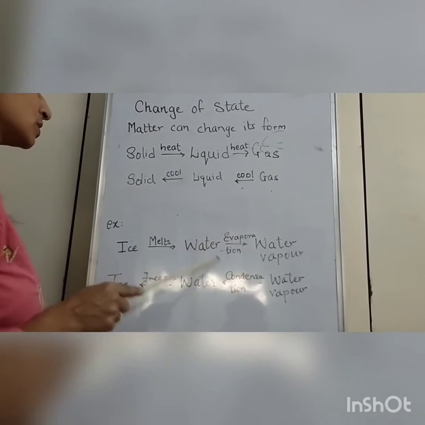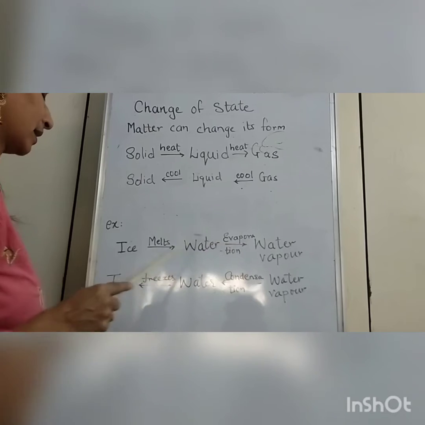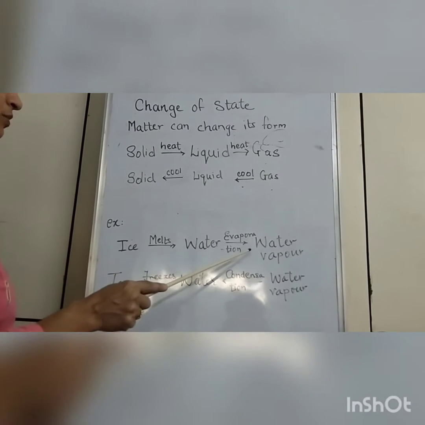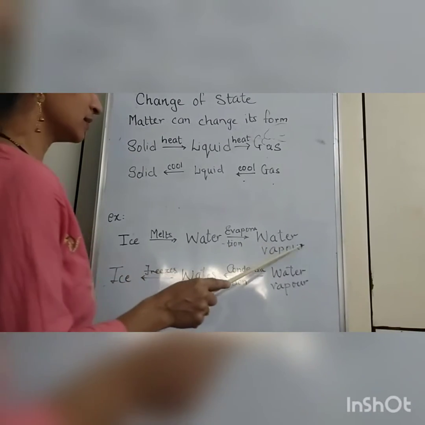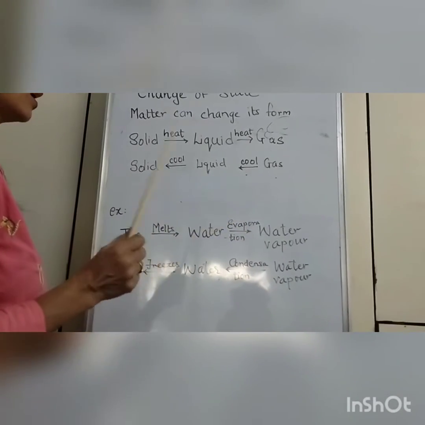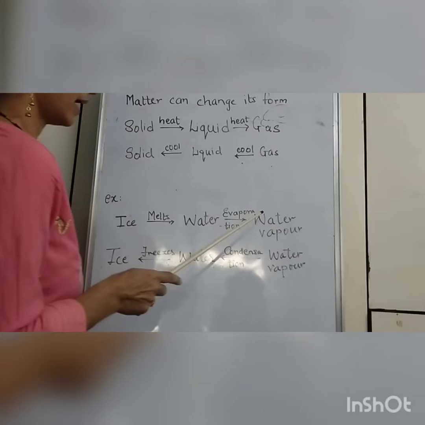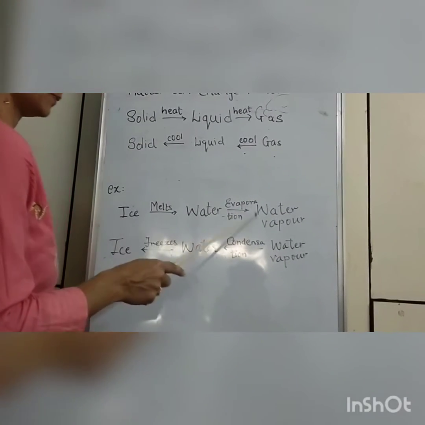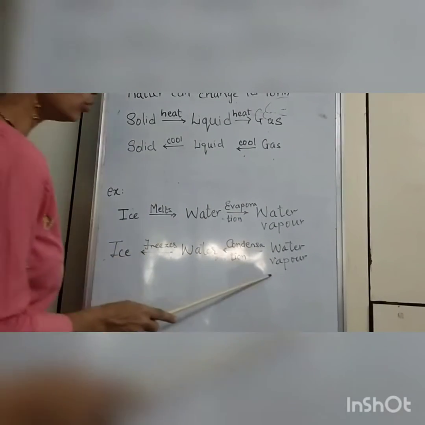Now if we heat water, water will get converted into water vapor, that is gaseous form of matter. So this process will be evaporation, and you must have observed even in nature the water cycle. So basically the water in the seas and oceans gets heated up by the sun's energy and gets converted into water vapor, right?